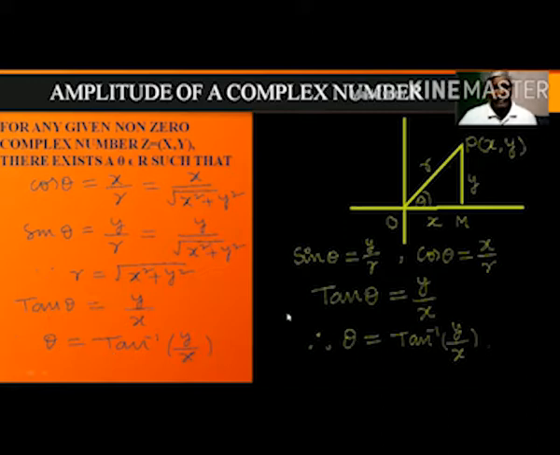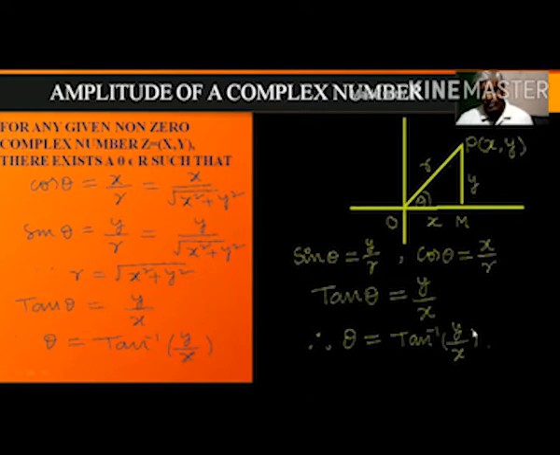So theta is the amplitude of the complex number, it is nothing but the angle, and that will be tan inverse y by x. If you take the complex number x comma y, y is always the imaginary part and x is the real part. So you can remember the amplitude is nothing but tan inverse of the imaginary part over the real part. You can take the complex number as a plus ib also.